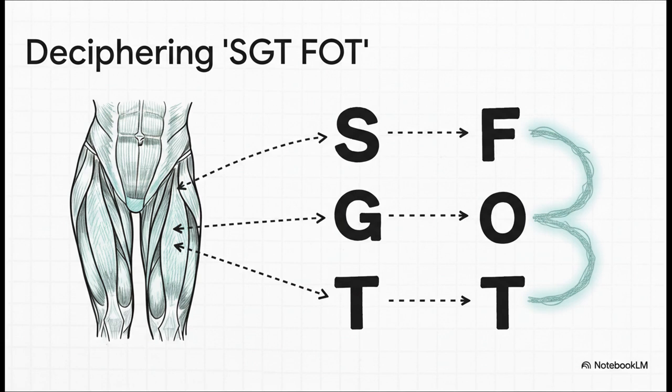And here's the really brilliant part. The order is perfectly aligned. S goes with F, G goes with O, and T goes with T. It's a perfectly organized list hidden inside a name, and that is absolutely invaluable when a doctor needs to figure out which nerve is damaged just by seeing which muscle isn't working right.